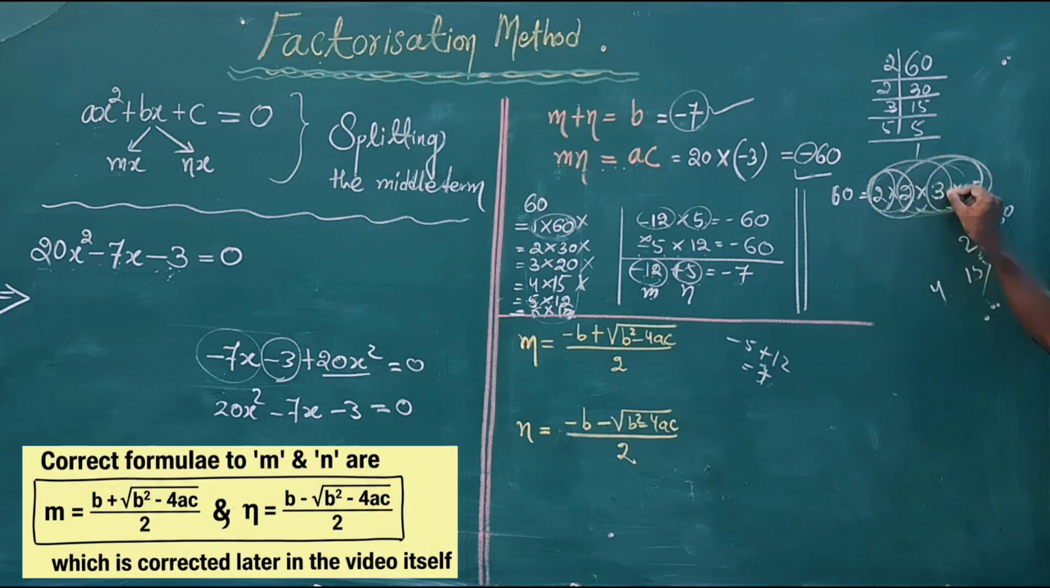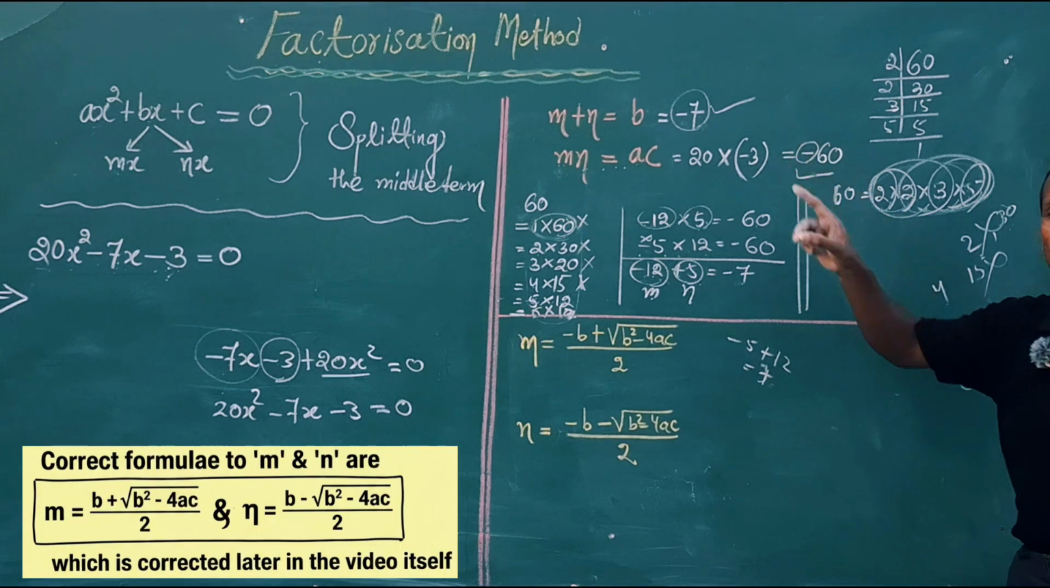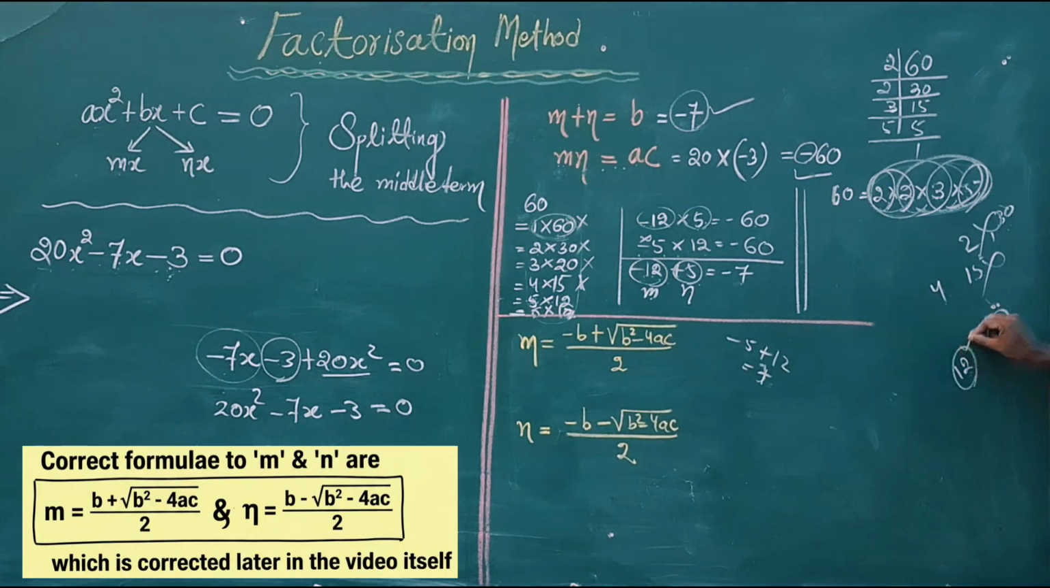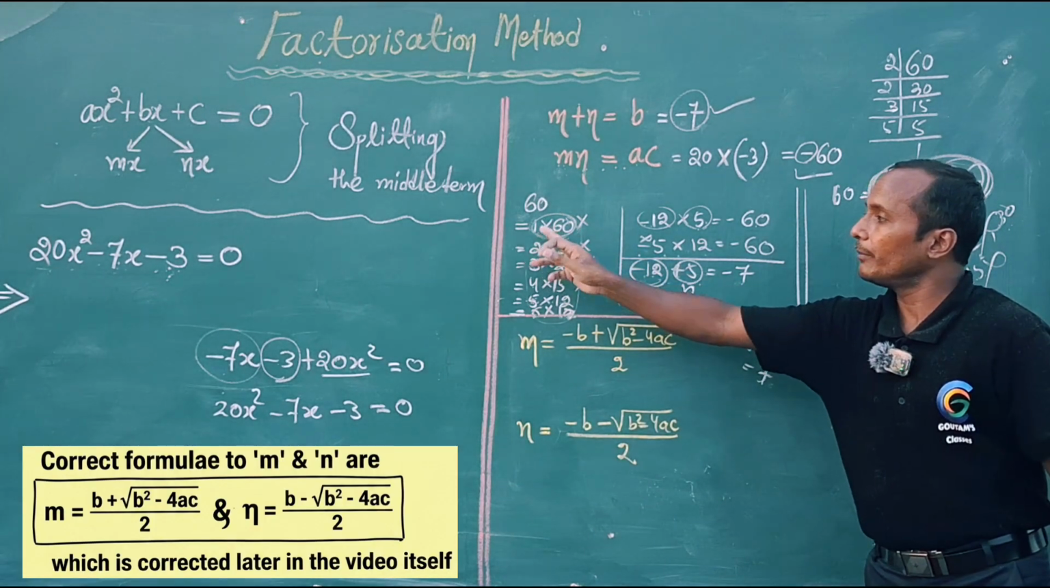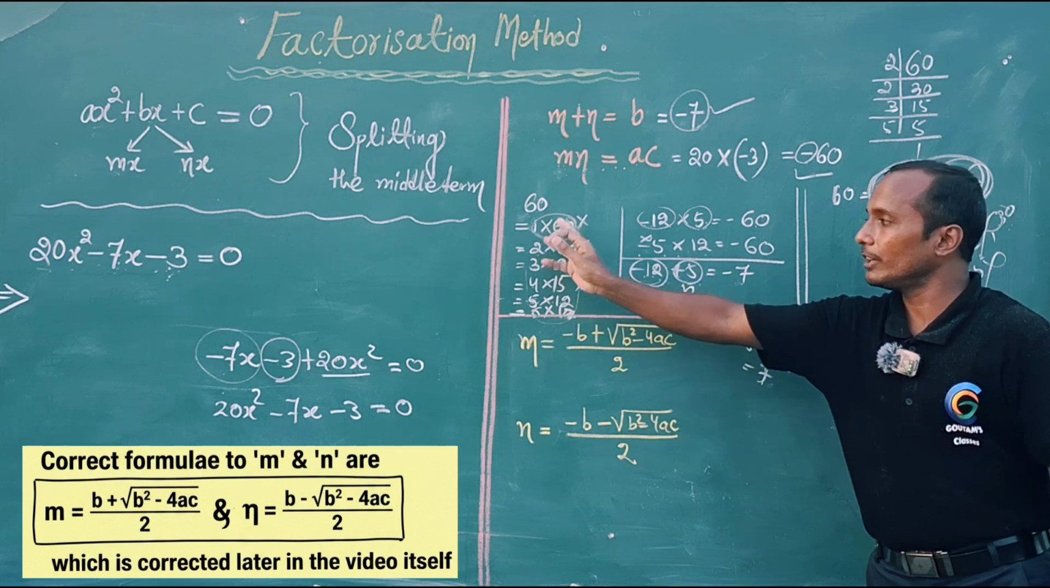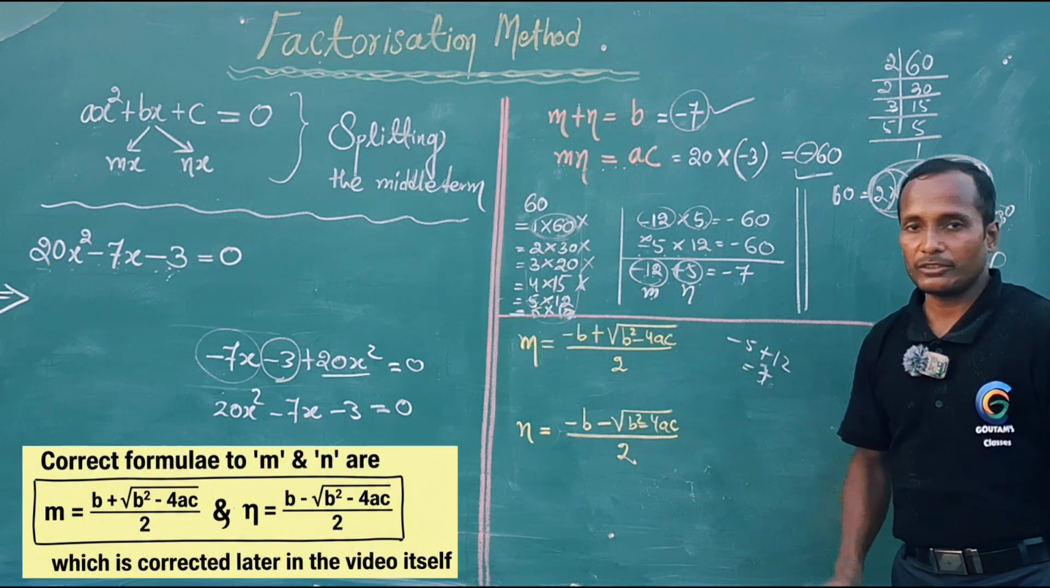Then they can compare this way also. 2 into 2 into 3 is 12, and then 5 is taken alone. So you have 12 and 5. Now 12 plus 5 is 17, 12 minus 5 is 7. So they find the right pair like this, by going to the prime factorization of 60, or by listing the pairs of numbers which give you the product 60 in different ways. Also you can get it.